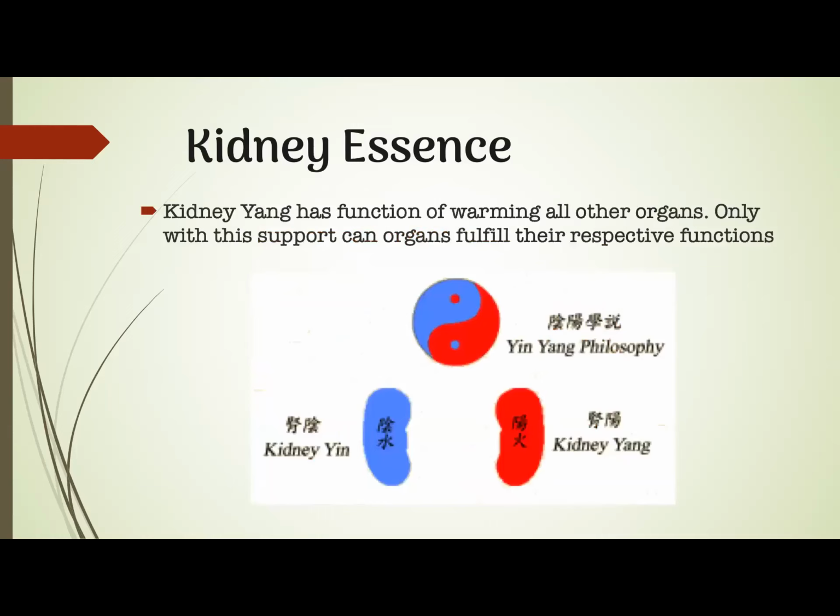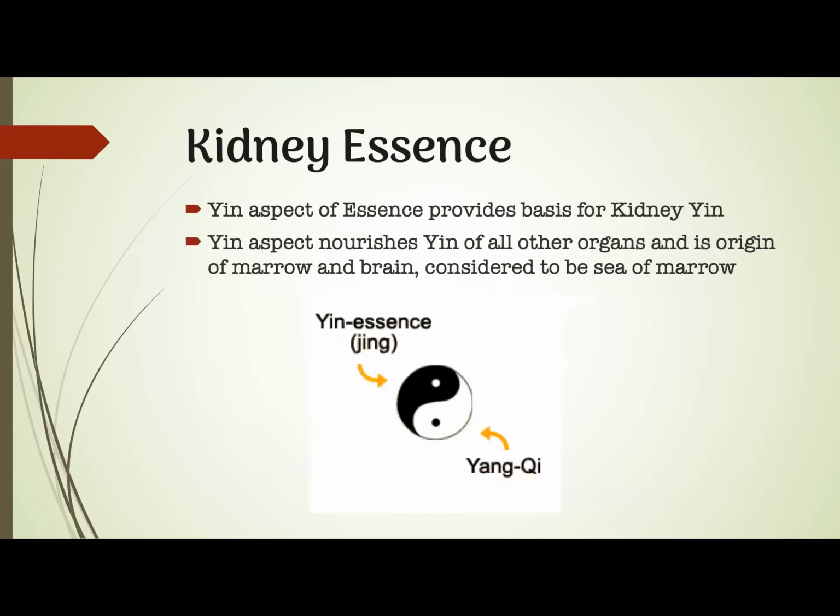Kidney yang has function of warming all other organs. Only with this support can organs fulfill their respective functions. So in yin-yang philosophy, kidney yin and kidney yang should always be in balance. Yin aspect of essence provides basis for kidney yin. Yin aspect nourishes yin of all other organs and is origin of marrow and birth.